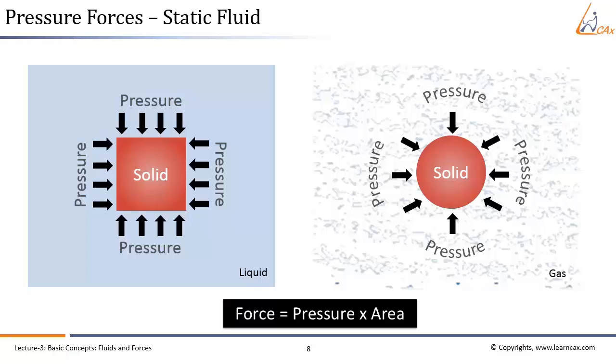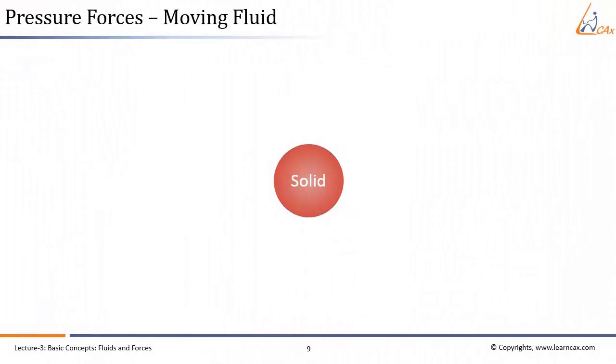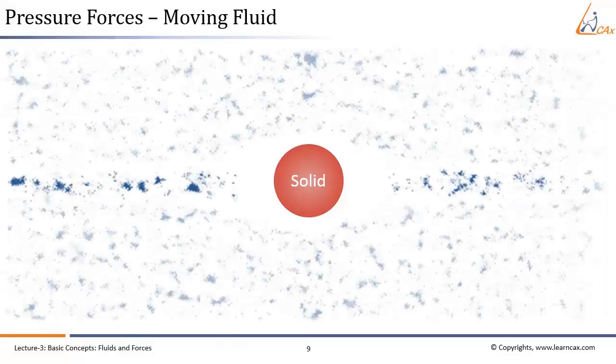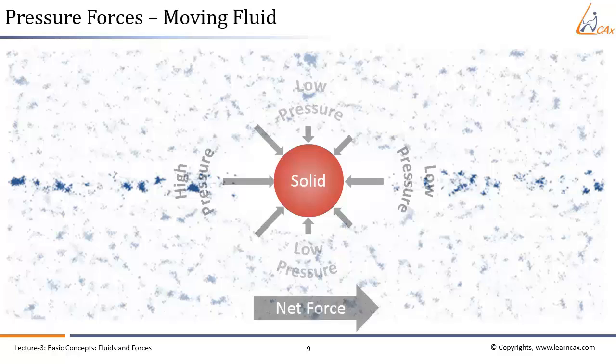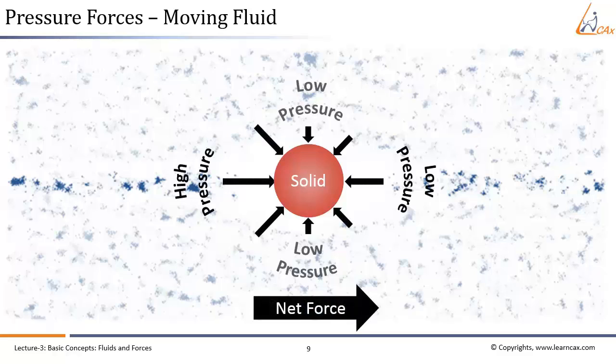As discussed in the previous lecture, if the net force acting on a body is zero, then the body won't accelerate. That is, it won't change its velocity. In this case, the body will be at rest. This is the case of a static fluid. When the fluid is in motion, the pressure varies around the solid object and the sum of the forces due to pressure produces a net force.